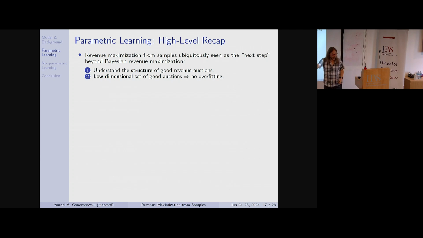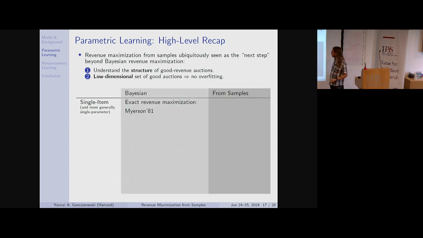And a high-level recap, going a bit to what Noam said, and we have exactly 3 minutes for this. Bayesian revenue maximization from samples is ubiquitously seen as the next step beyond Bayesian revenue maximization, exactly what Noam says. First, find a set of auctions that is well structured and gives you some guarantee, like the 1/6 guarantee. And then somehow show that it's low dimensional, so you get no overfitting. And really the literature has progressed like this.